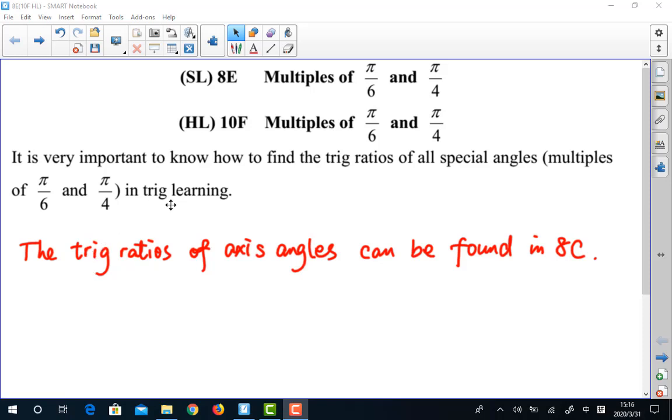If the angles, which are the multiples of pi over 6 and pi over 4, terminate on the axes, those angles are called axis angles. And the trig ratios of those axis angles have already been introduced in HC. So if you want to go over that knowledge in HC, that would be helpful for you to learn the trig ratios of those special quadrant angles today.